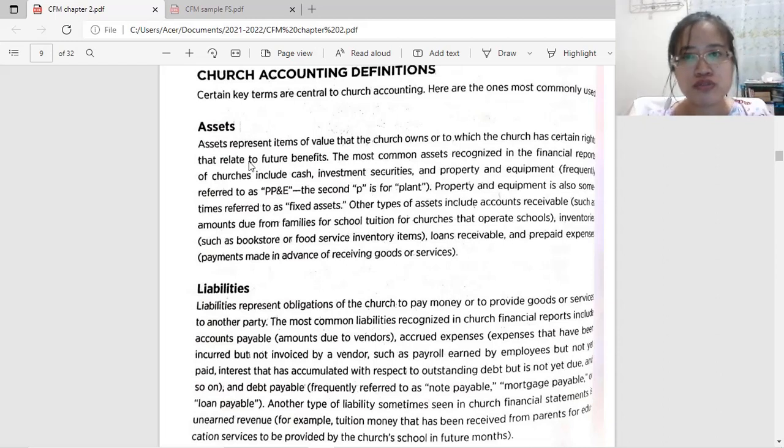Okay, so first we have the assets. It's a terminology which refers to the properties owned by the church. Okay, so examples of assets. So we have cash. Okay, it's the most common and of course essential in the operations of a church or any organization, really. Okay, so cash, and then you have investment securities.